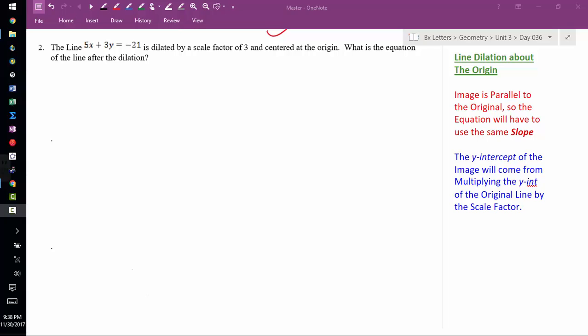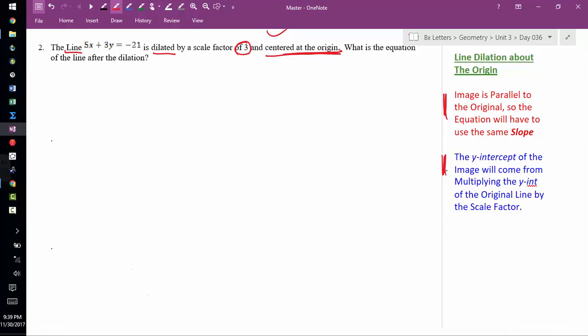Okay, question number 2. Here we have another line that's getting dilated about the origin. So it's kind of just like problem number 1. So that scale factor 3 is going to be important. I've already talked about this stuff in the first video, so if you need an explanation as to what I'm about to do, go watch number 1.